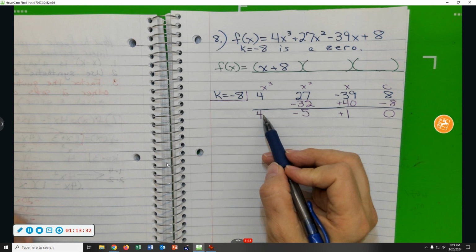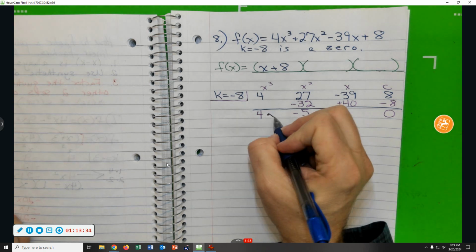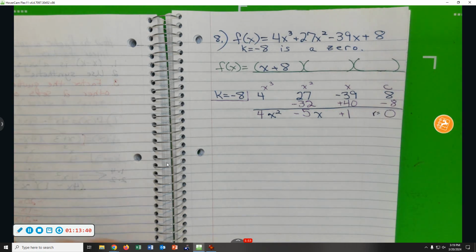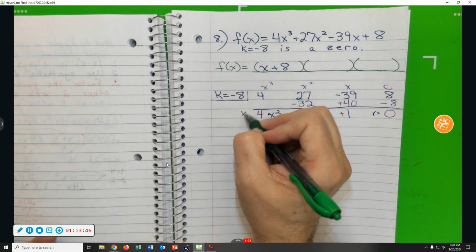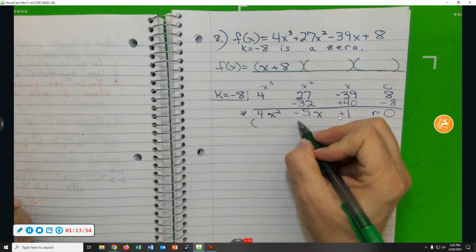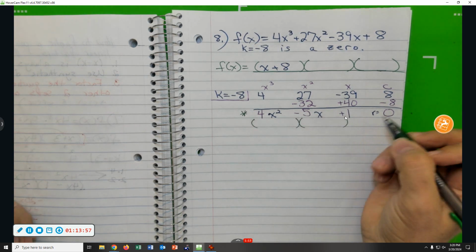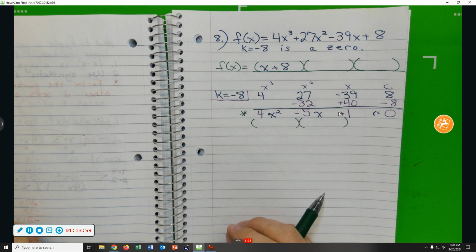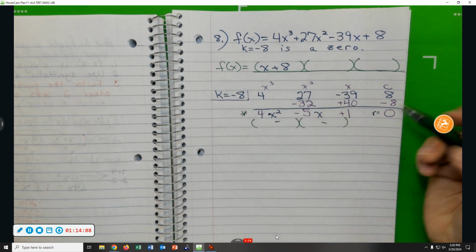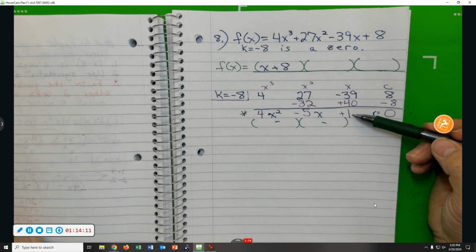What's the variable part attached to this 4? x squared. And then an x. There's the remainder. The remainder is 0. This thing right here, this is what we need to factor now: 4x squared minus 5x plus 1. We know something very nice about the signs. The last sign's a plus, so you have 2 of those first signs, and we know something else. What times what equals 1?